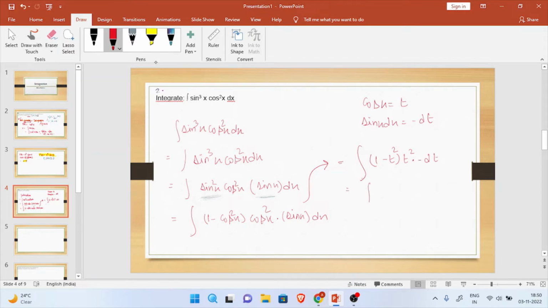So the expression becomes this. Now, if I split the terms, it will look like t to the power 4 dt minus t squared dt, which will give 1 by 5 t to the power 5 minus 1 by 3 t cube plus c.